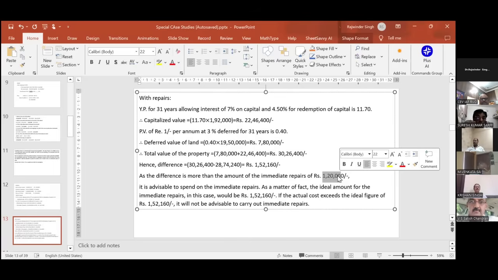Is it clear? Any doubt about this question? So many times you may get these types of questions. You may not get such a question in examination, but in practical cases you may find such situations. You may have to face such situations.